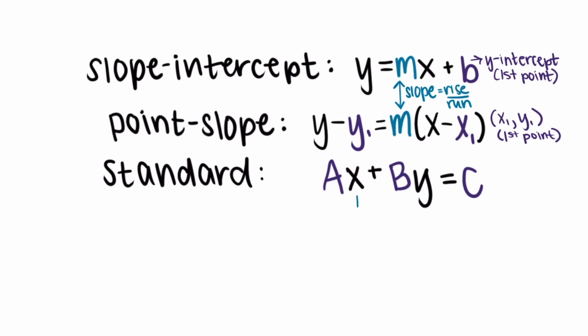And lastly, we have our standard form, which if we set x equal to 0, that's going to find our y-intercept. So we would just take c divided by b, the number in front of our y, to then get our y-intercept. Similarly, if we set y equal to 0, that's going to get us our x-intercept. So we can take that number in front of x, a, and take our c divided by that a. And you need a minimum of 2 points to make a line, so that's really all you need.